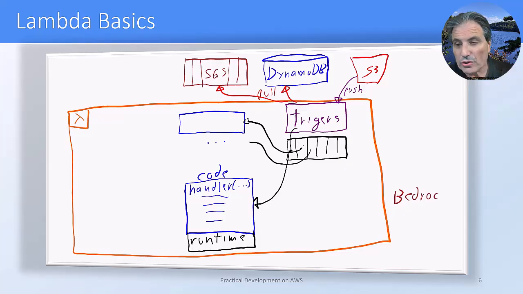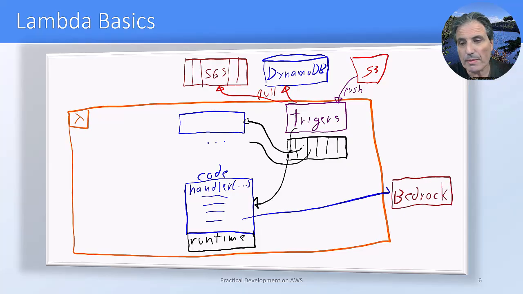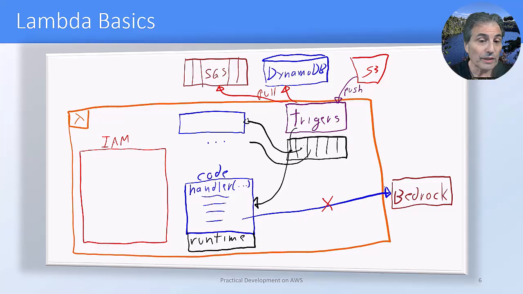Well, maybe I want to use Bedrock to do some AI. So easy peasy. I'm just going to go in my code and make the call to Bedrock, right? Well, not quite, because I may not have permission to do that, because in AWS, you don't call anything without permissions. So how do I get my permissions? Well, Lambda has a lot of support for IAM.